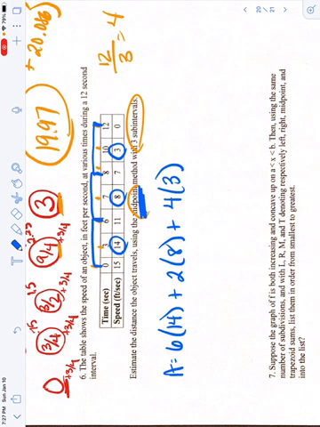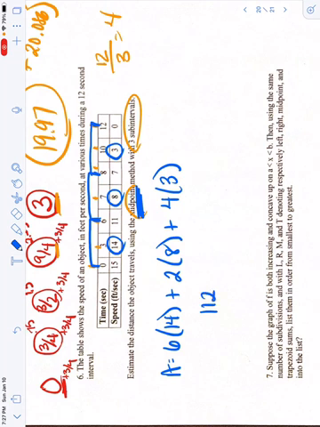This is such a great problem because it's super simple and should take you less than 60 seconds, but it's making sure that you are reading super carefully. And when you type that in, you get 112.